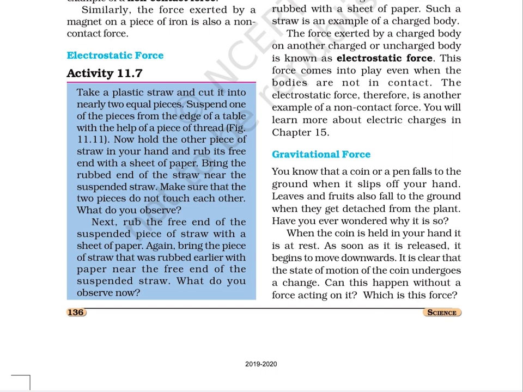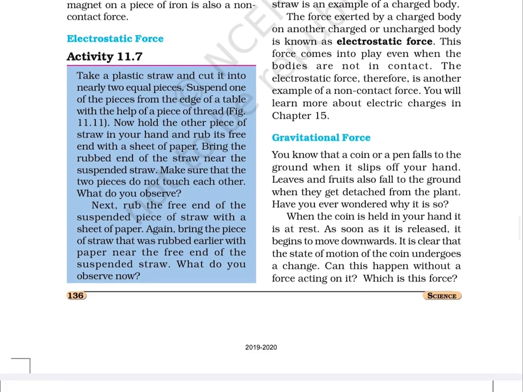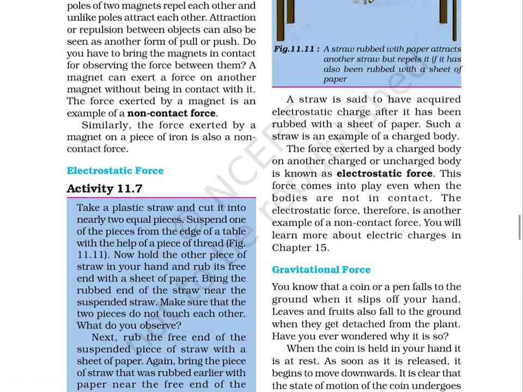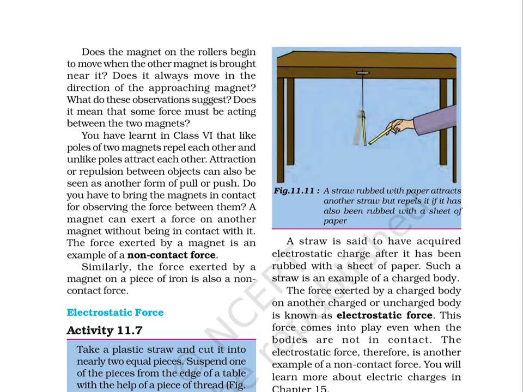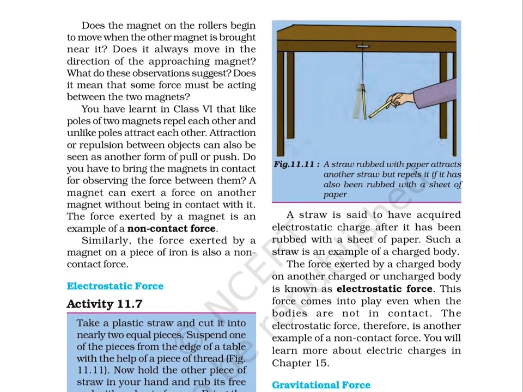What do you observe? Next, rub the free end of the suspended piece of straw with a sheet of paper. Again, bring the piece of straw that was rubbed earlier with paper near the free end of the suspended straw. What do you observe now? Figure 11.11 helps us to understand that when a straw is rubbed with paper, it attracts another straw, but repels it if it has also been rubbed with a sheet of paper.